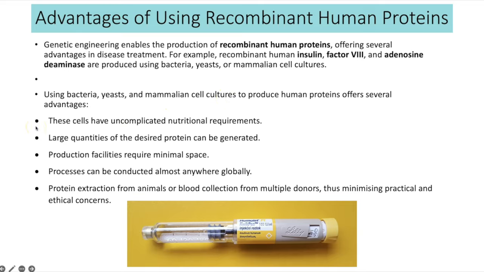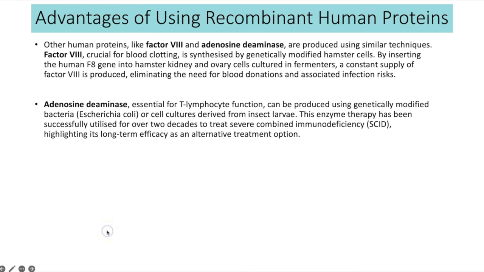First of all, these cells have uncomplicated nutritional requirements because they're very, very basic cells. You get large quantities of the desired protein being generated. That means you've got lots of this medicine available. You can do this in facilities that require minimal space because these are single cells rather than entire multicellular organisms. The process can be conducted almost anywhere globally, and protein extraction from animals or blood collection from multiple donors would therefore be avoided, minimising practical and ethical concerns, because you're just taking it from a single-celled organism that is producing it.